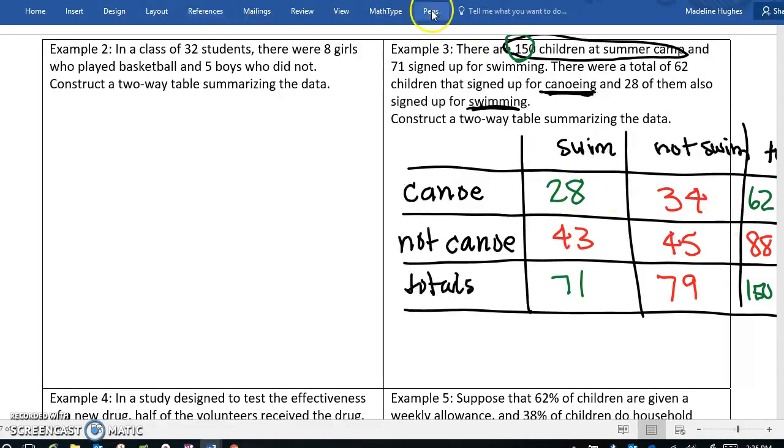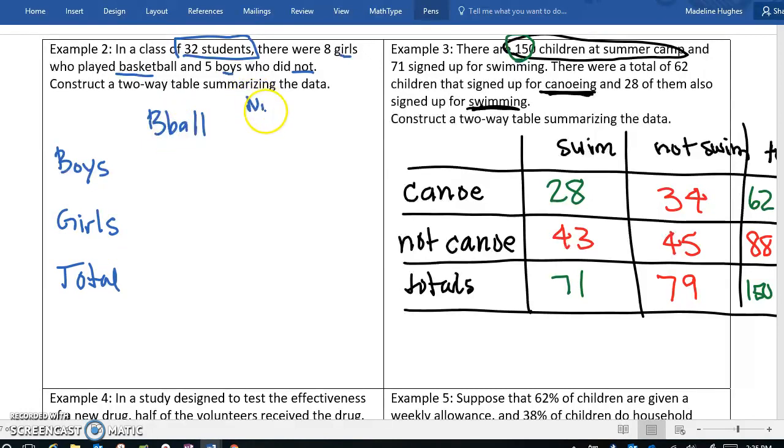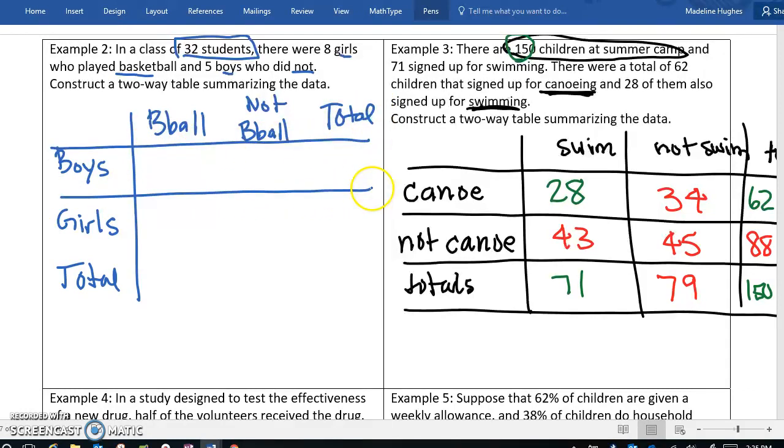All right, example 2. We're looking at, in a class of 32 students, there were 8 girls who played basketball, 5 boys who did not. Construct a two-way table summarizing the data. So I see girls and boys, and then I see basketball, and it looks like not basketball. So that's going to be our rows and columns. So I'm going to put boys and girls on the side, and then total here. I'm going to do basketball, and then not basketball, and then a total right here. Make our rows and column lines.